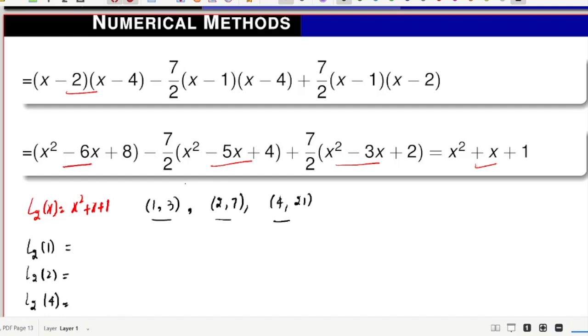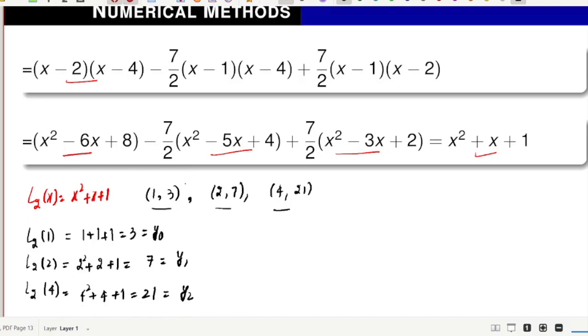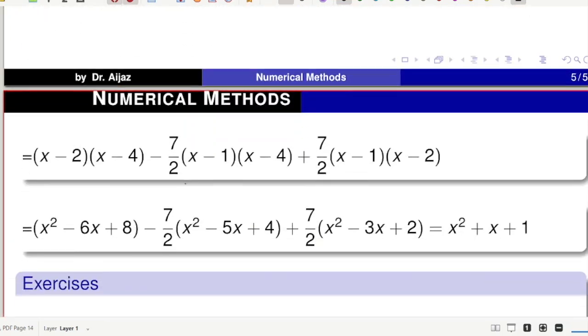So L2 of x1, that is 1 plus 1 plus 1, which is 3, which is our required y0. Now L2 of 2, that will be 2 square plus 2 plus 1, which is equal to 7, which is our given y1. And similarly L2 of 4, that will be 4 square plus 4 plus 1, which is equal to 21, which is the correct value for y2. So that means we have properly calculated the quadratic Lagrange interpolating formula.